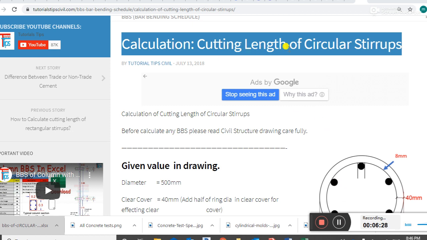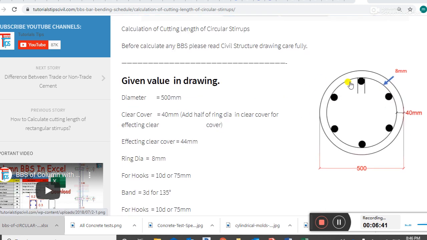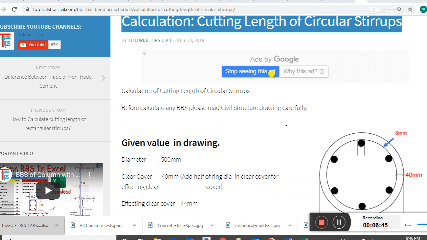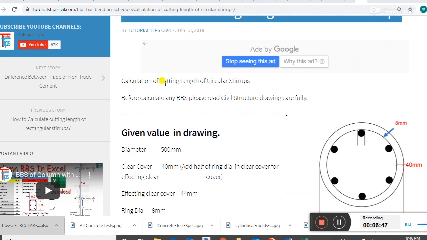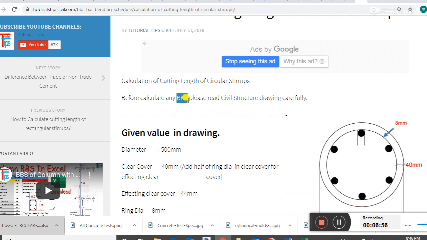Guys, calculation for the cutting length of circular stirrups. Previously we saw the cutting length of stirrups in the rectangular shape, but this is the cutting length for the circular shape, like this shape of the stirrups used for the columns. Guys, calculation of cutting length of stirrups is done before preparing the BBS, bar bending schedule. BBS means bar bending schedule.